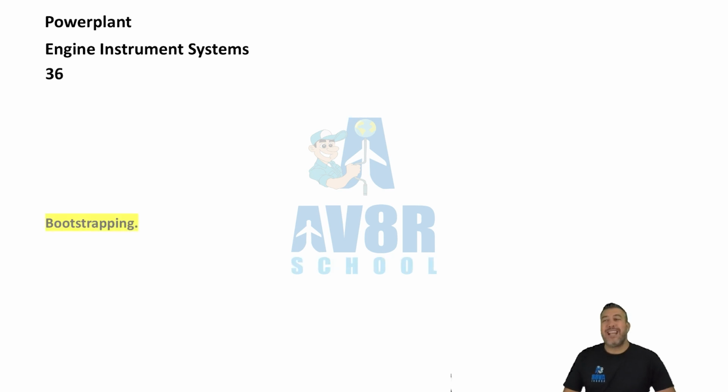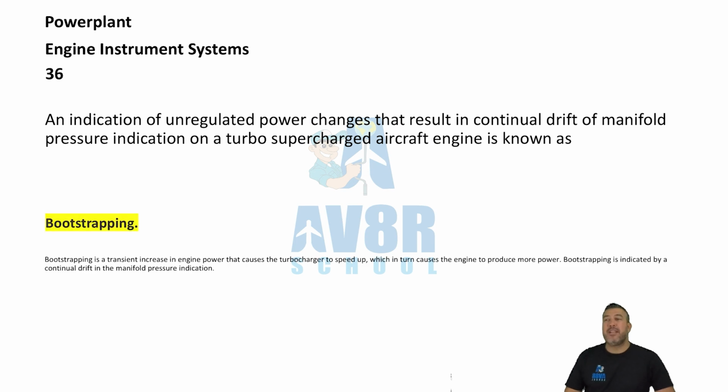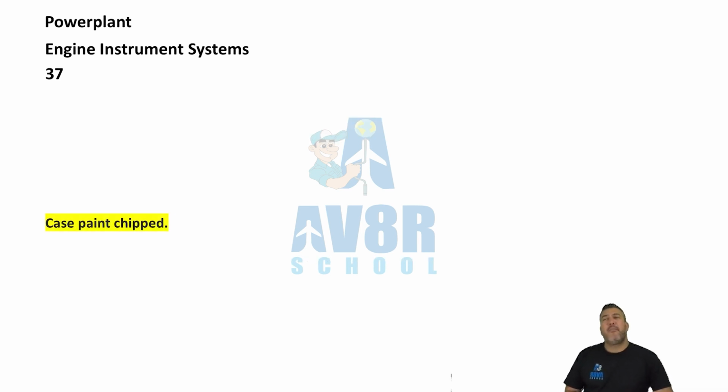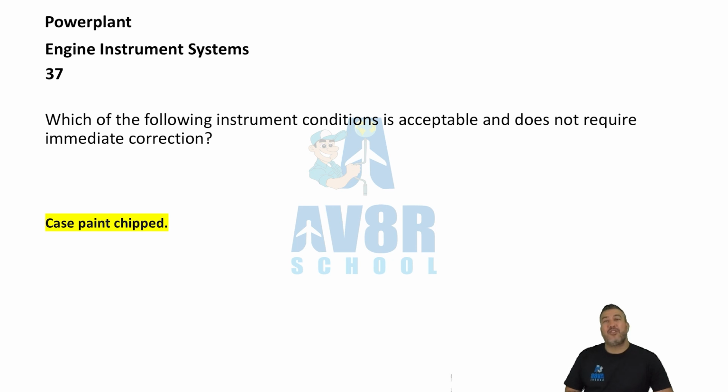All right, number 36, bootstrapping. So an indication of unregulated power changes that result in continual drift of manifold pressure, indication on a turbo supercharged aircraft engine, is known as bootstrapping. Once again, an indication of unregulated power changes that result in continual drift of manifold pressure on a turbo supercharged aircraft engine is known as bootstrapping.